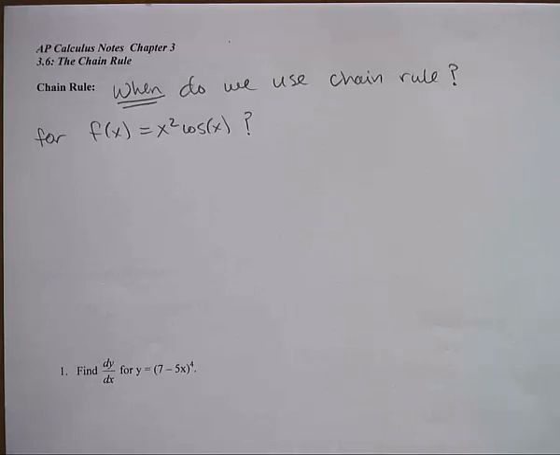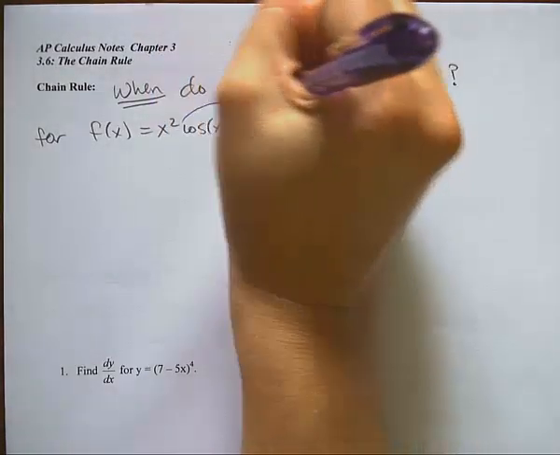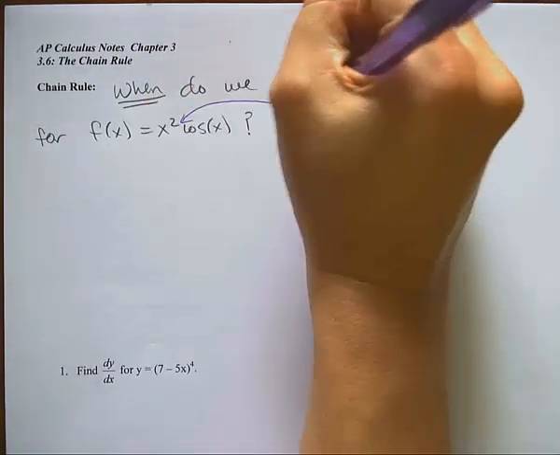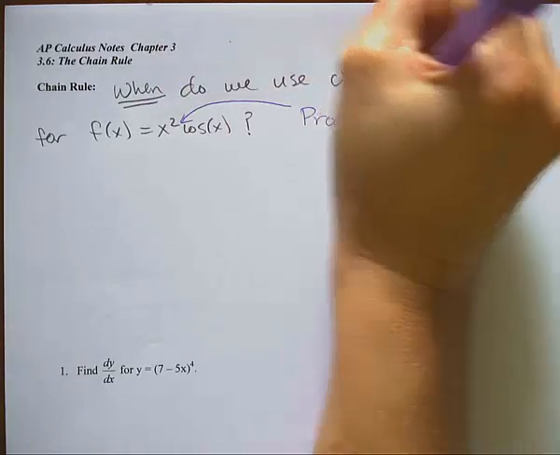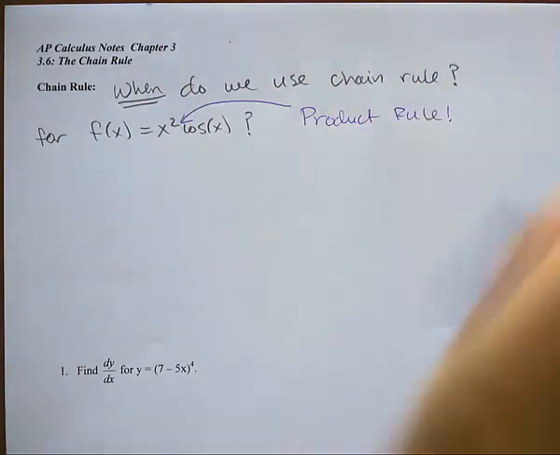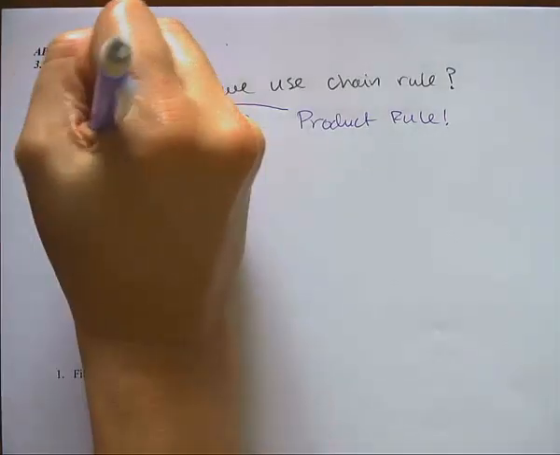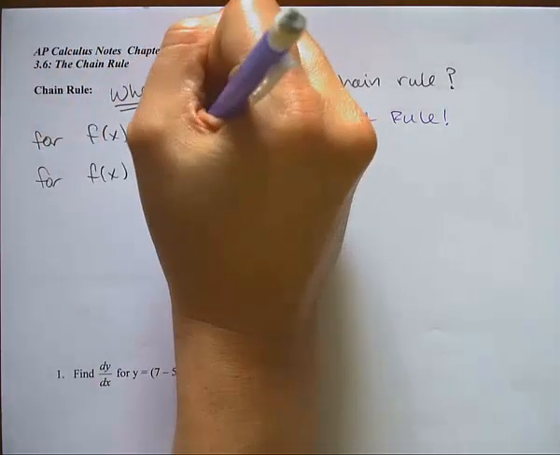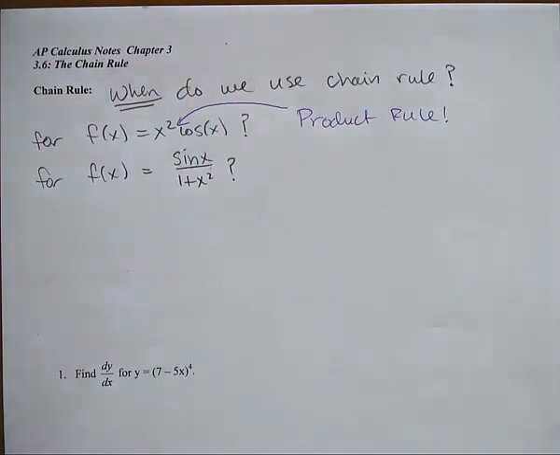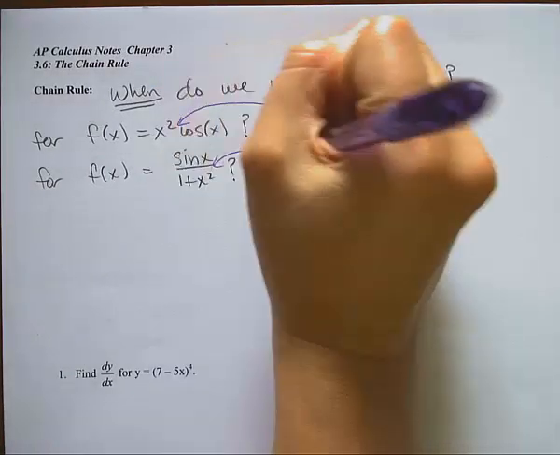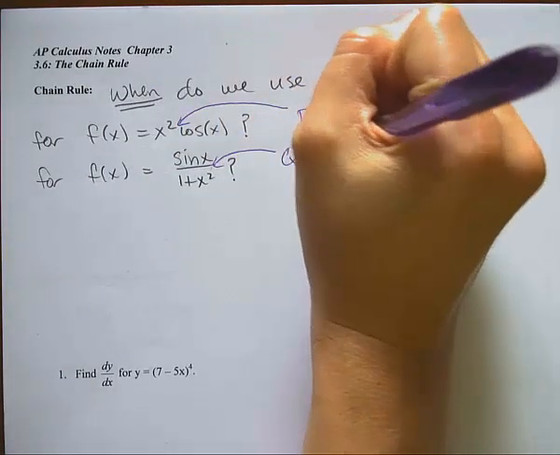Well, the answer to that is no, I don't, because for this one I would simply use product rule. So I don't need to use chain rule for something like that because I've got the product rule that finds the derivative. So what about if I wanted to find the derivative of something like this? Would the chain rule be needed in this scenario? Again, the answer is no, because I have the quotient rule that would help me with that.